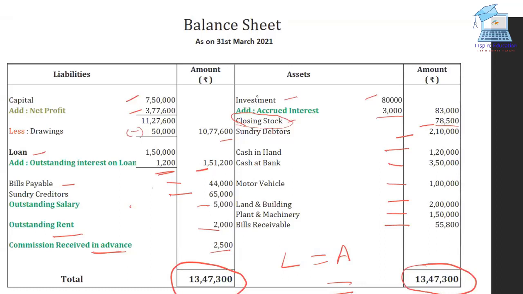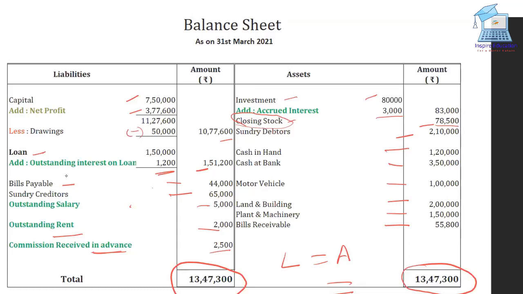Sir, basically the debit side, the amounts are in liability or assets? Asset side, sir. Credit side amounts are on the liability side. Debits are in asset. But in drawing, that's in liability side.